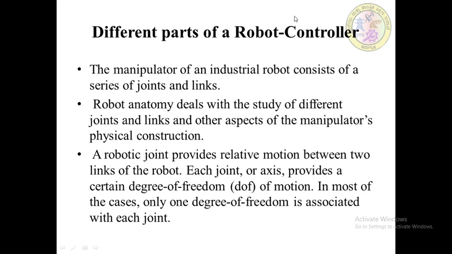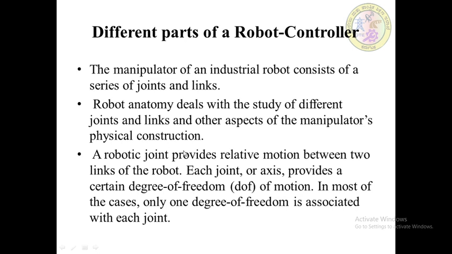Robot anatomy deals with the study of different joints and links, and other aspects of the manipulator's physical construction. We need to understand the robotic anatomy and the skeleton of that robot: how it looks, how it imitates the human, and how the fingers of a robot actuate like human beings. We need to study the degrees of freedom provided to the end effector, and how that physical structure is constituted for the creation of the robot.